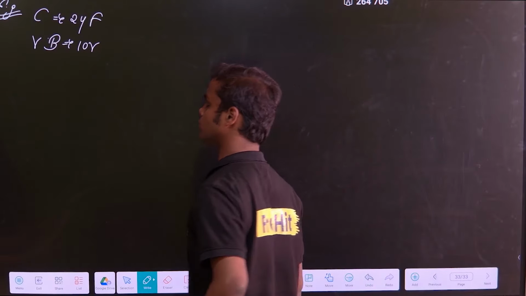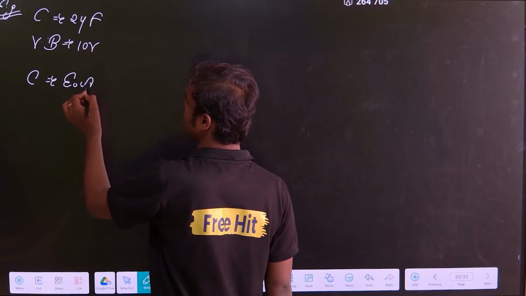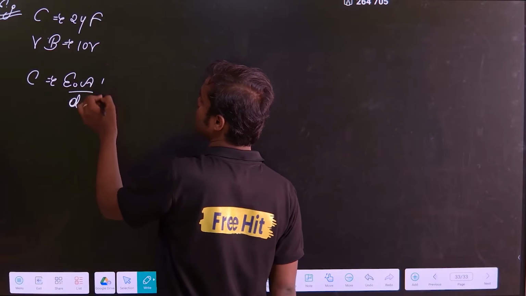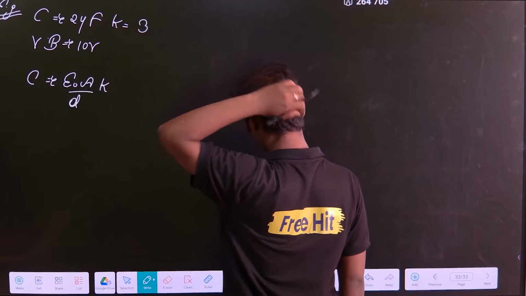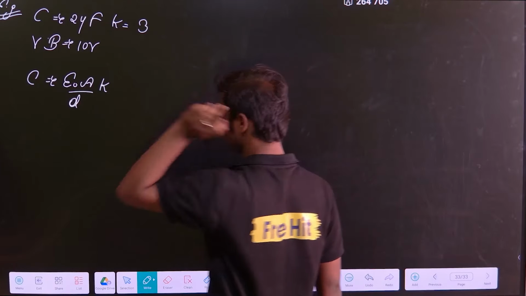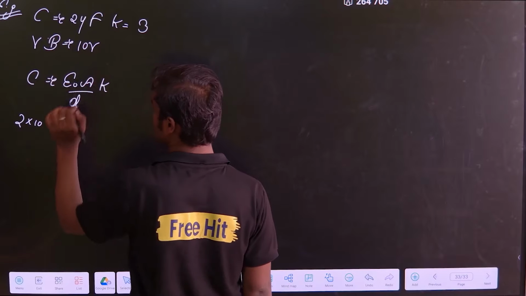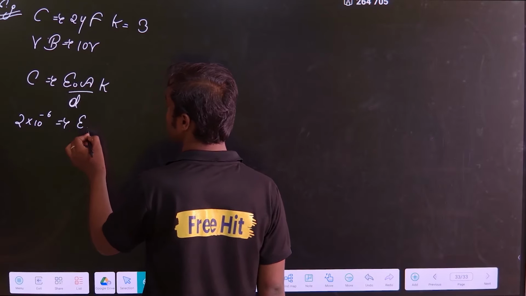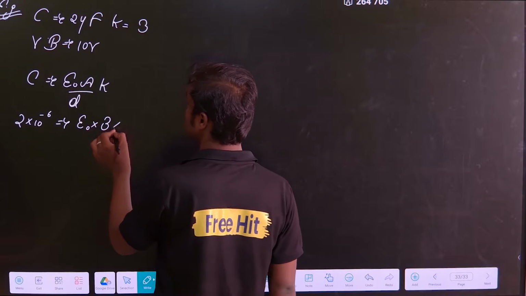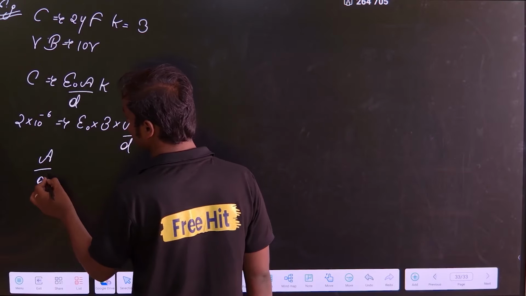So how will we do it? See, what is capacitance? C equals epsilon naught A into K divided by D, and K is given as suppose 3. So one thing is sure, that C is 2 into 10 to the power minus 6 microfarad, equal to epsilon naught, we know, K we know 3, times A by D. So from here we can calculate the ratio of A by D, correct?